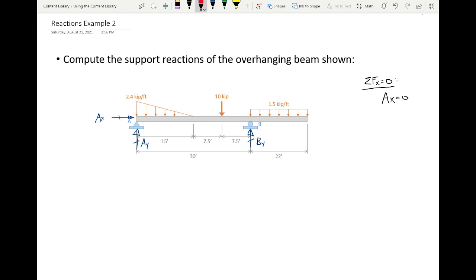All right. So we've got our unknown support reactions illustrated. One of them we've already solved for using sum of forces in the x direction. Now we've got these loads. What I want to do is take these loads and make them easier to deal with. I'm going to start with this distributed load over here. I've got 1.5 kips per foot, and it is being distributed uniformly over a length of 22 feet. So how much total load is that? 33 kips.